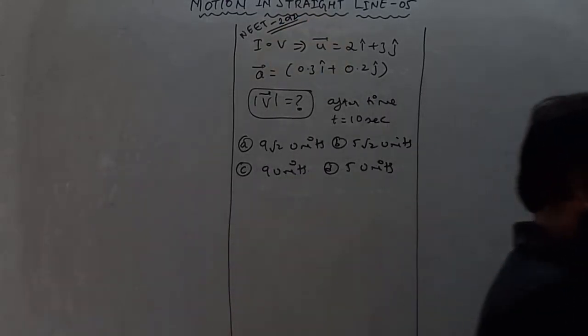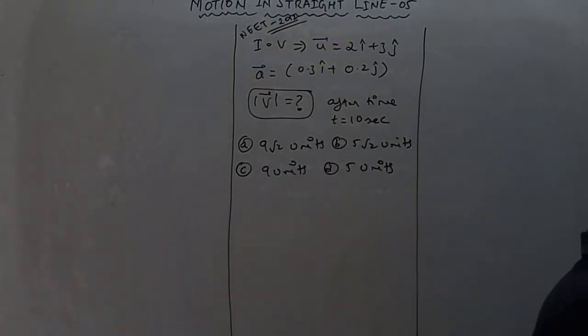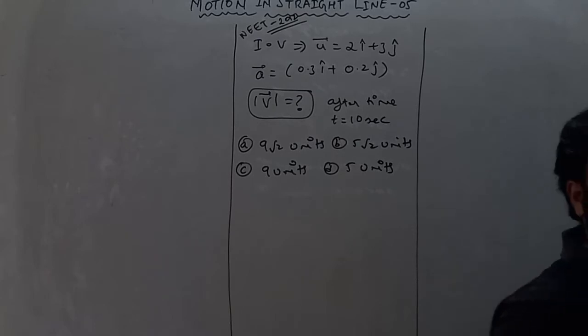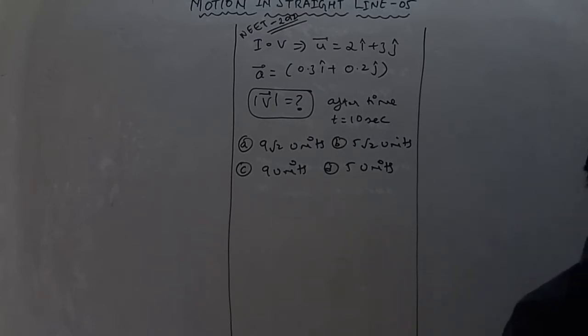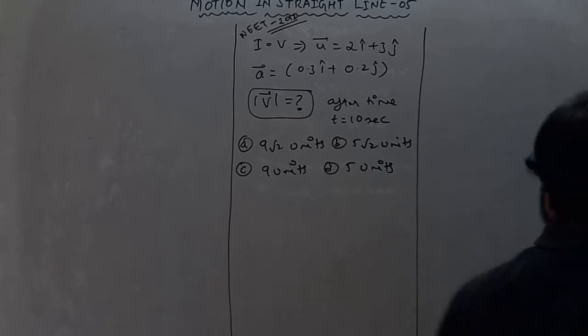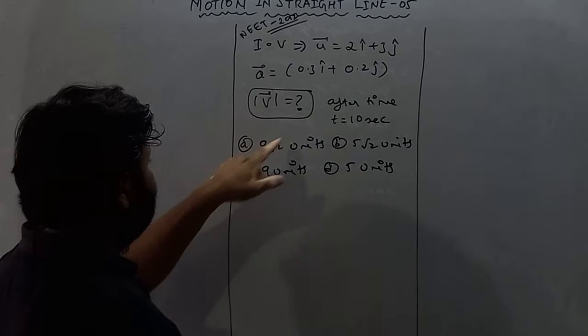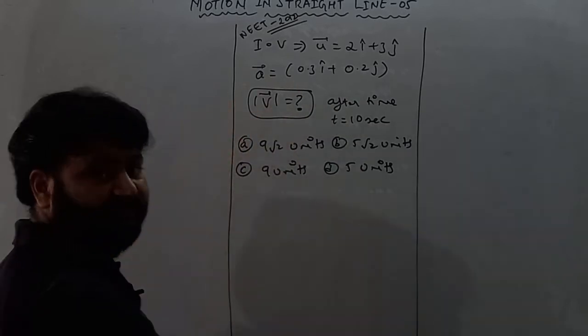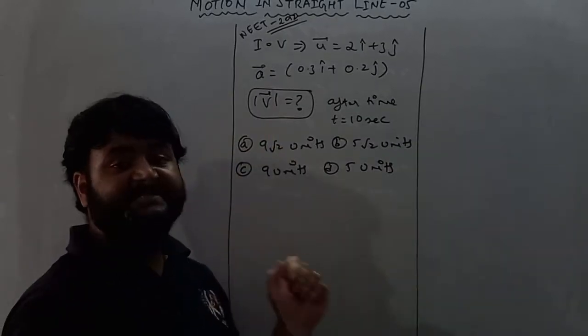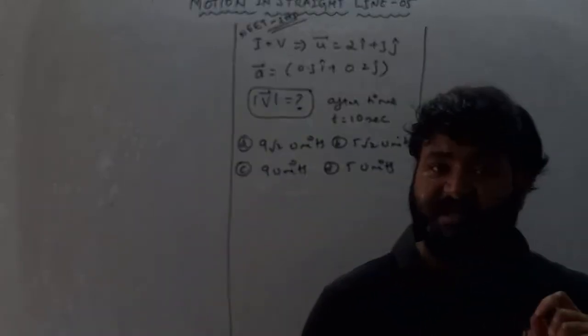I am repeating once again. In the question they are saying a particle has initial velocity 2 i cap plus 3 j cap and acceleration 0.3 i cap plus 0.2 j cap. The magnitude of velocity after 10 seconds will be, you have to find. See, in this question we have initial velocity, we have acceleration, and we have time. They are saying find the magnitude of velocity. So what velocity is this? This is basically nothing but final velocity.